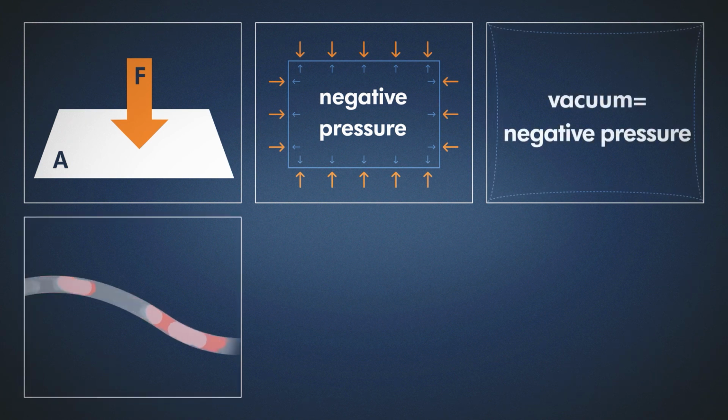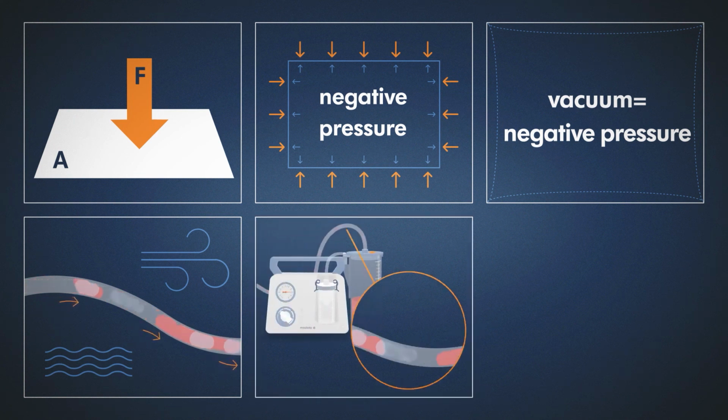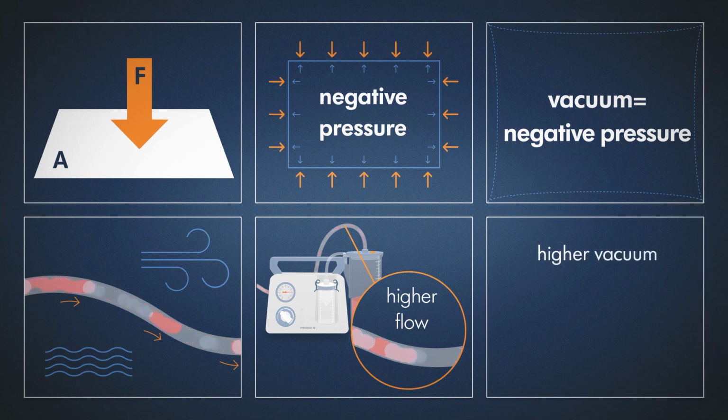With our medical suction systems, we apply negative pressure to transport air or liquids, or both. A pump with a higher flow builds up a vacuum faster and can draw more fluids and air while maintaining negative pressure. A higher vacuum causes a higher force to be applied to the liquids to be drained, which means a higher suction.